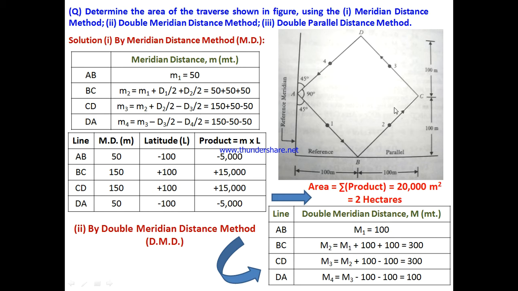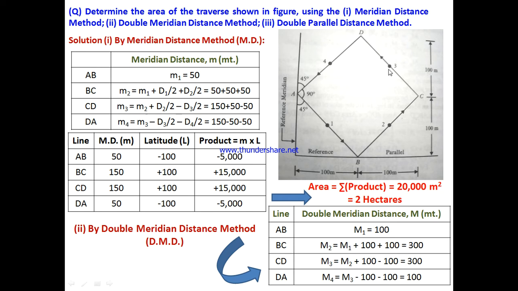Now we are going to calculate the value M3 for the third line CD. In order to calculate the meridian distance for point 3, we have to travel this distance AB, then we need to travel BC, and then we reach the third point 3.